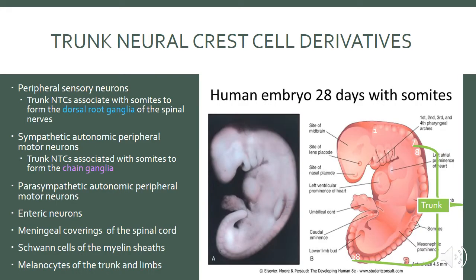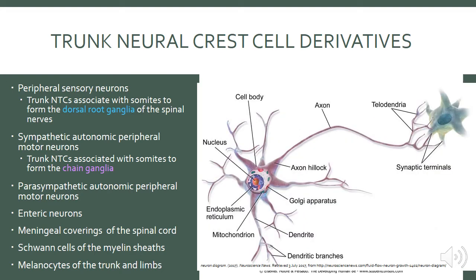All right, on to the trunk neural crest. So trunk neural crest goes on to form primarily neurons of various types, although you'll see at the bottom it also goes on to form melanocytes or pigment-producing cells of the trunk and the limbs. There are a couple major neuron structures here that are formed from trunk neural crest, and to talk about them we really ought to just have a quick review of neuron anatomy.